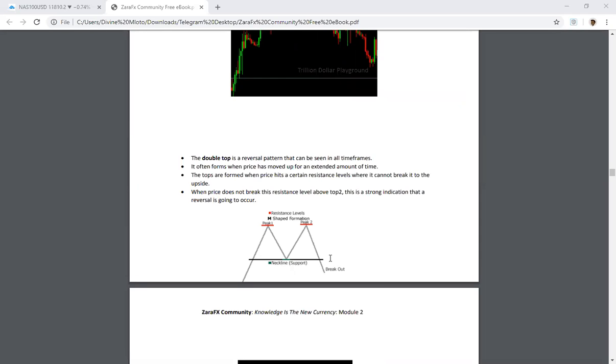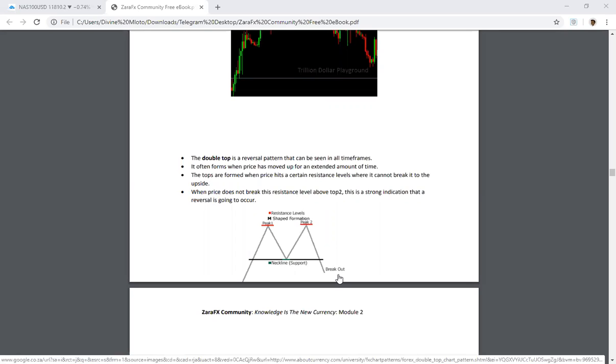The tops are formed when price hits a certain resistance level where it cannot break it to the upside. When price does not break this resistance level above top 2, this is a strong indication that a reversal is going to occur. So here's the first peak, touches support, which we call the neckline, and then there's the second peak. And around here, you'll usually see some candlestick formations or whatever's happening. And then price decides to break out and go all the way down.